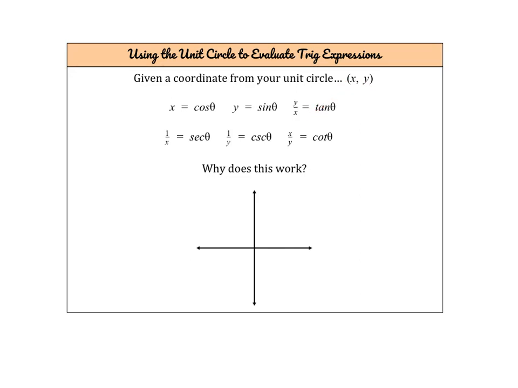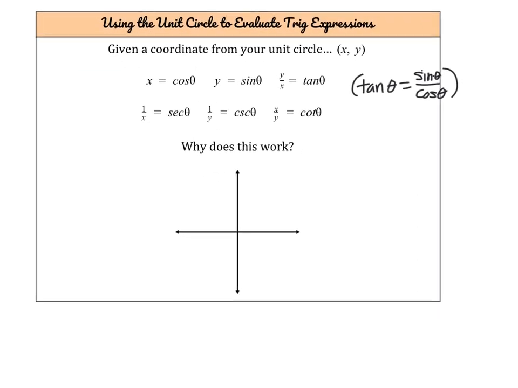Because maybe you remember this, tangent is sine over cosine. And we know that sine is y and cosine is x, so y over x. Now, our reciprocal functions work the same. Hopefully you remember that secant is 1 over cosine, so secant would be 1 over x. Cosecant is 1 over sine, so it's 1 over y. And cotangent is the reciprocal of tangent, so instead of y over x, it becomes x over y.